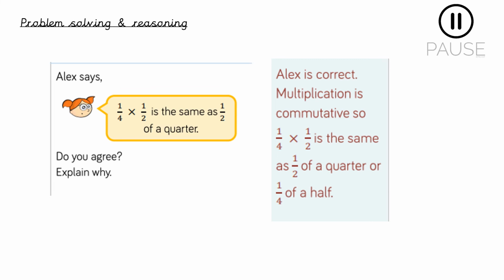We've mentioned before that when times in fractions, it also means of. So 1/4 of a half is the same as 1/2 of a quarter. And if you wanted to work those out to prove it, you could do 1/4 times 1/2, and then you could do 1/2 times 1/4, and you would get the same answer. Your answer would be 1/8.